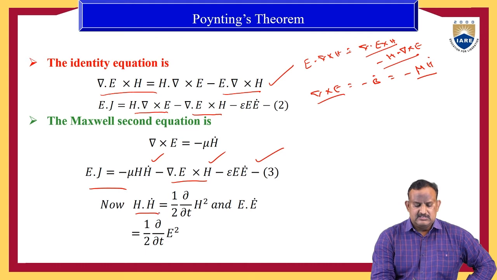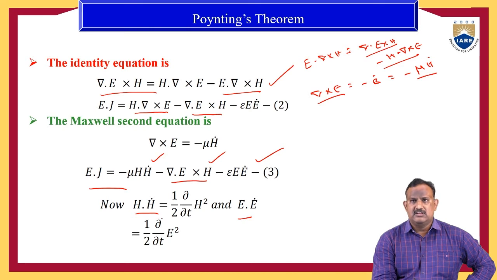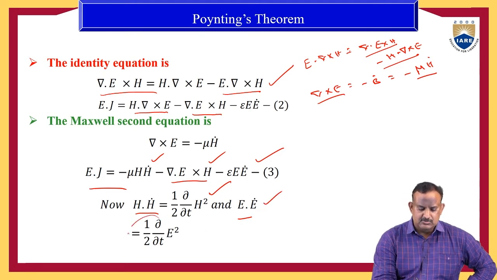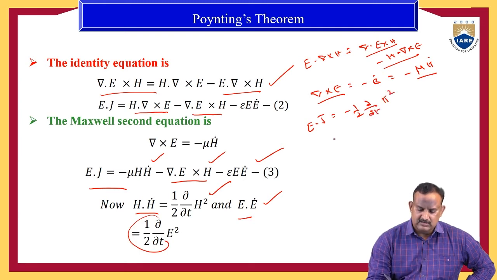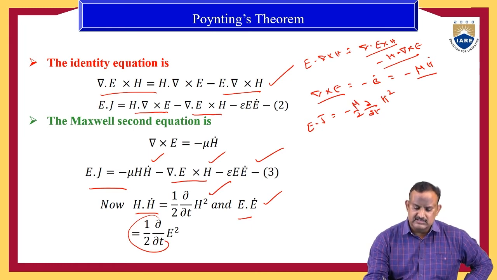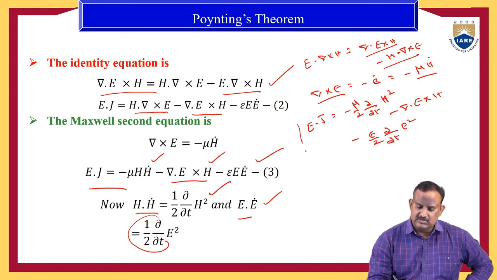But we know that H into H dot equals half into dou by dou T of H square, and E into E dot equals half into dou by dou T of E square. If we substitute these two in the above equation, we have E dot J equal to minus mu by 2 into dou by dou T of H square, minus del dot E cross H, minus epsilon by 2 into dou by dou T of E square. So the equation becomes like this.